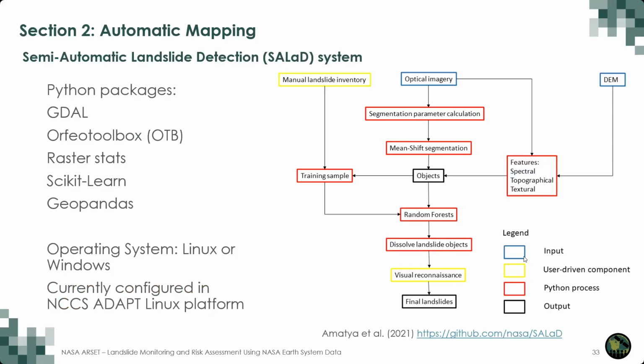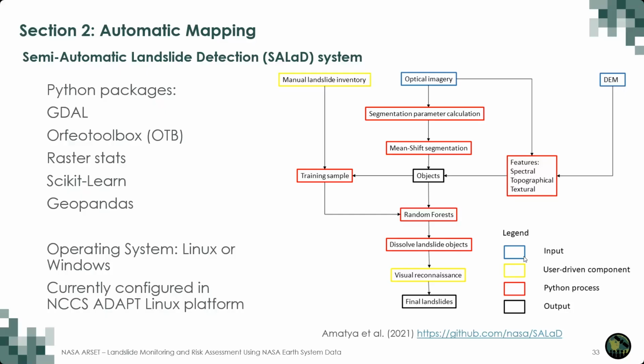The system, when provided optical imagery and DEM, uses mean shift segmentation to generate objects. Object means of spectral, topographical, and textural landslide diagnostic features, such as NDVI, slope, brightness, GLCM texture, etc., are then calculated and used for landslide mapping. As this is a machine learning based method, a manual landslide inventory is used to train a random forest model, and objects are classified into landslide or non-landslide class. Finally, objects belonging to the landslide class are dissolved to create a first pass landslide inventory.